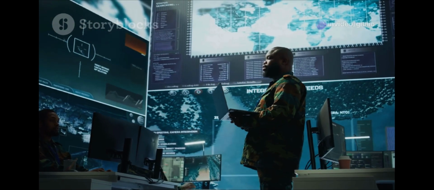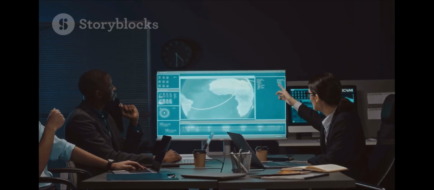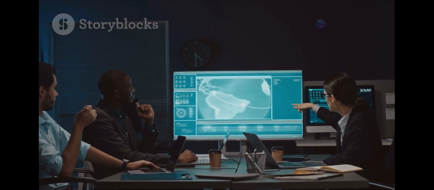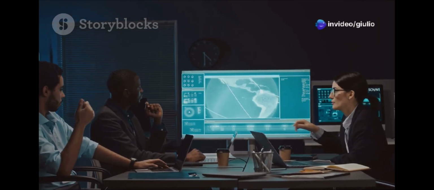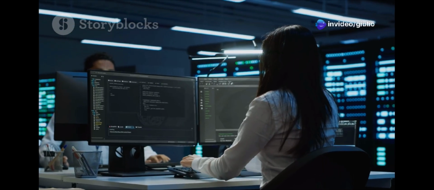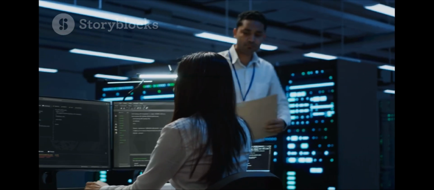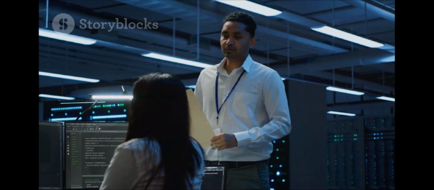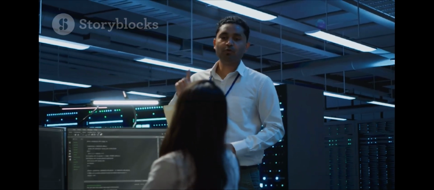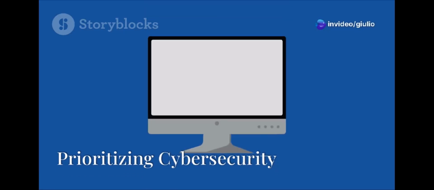Government agencies, such as the Department of Homeland Security and the Cybersecurity and Infrastructure Security Agency, provide valuable resources and guidance on cybersecurity threats and mitigation strategies. Staying informed about the latest threats and vulnerabilities is crucial for maintaining a strong security posture. Subscribing to cybersecurity newsletters, blogs, and podcasts can provide timely updates and insights from industry experts.